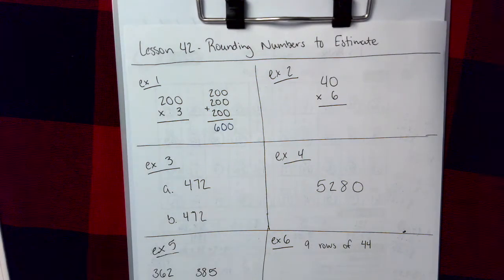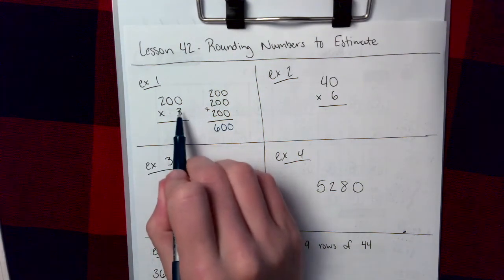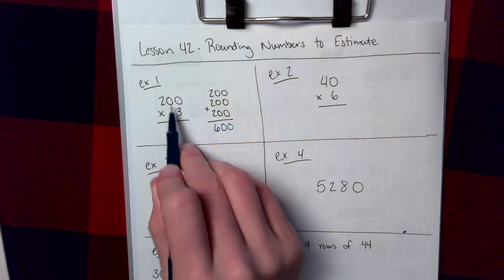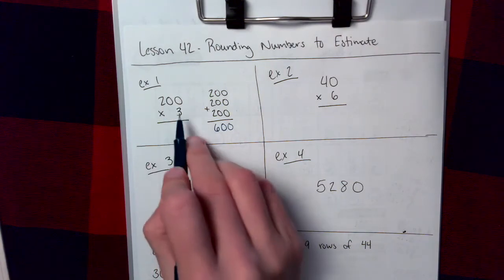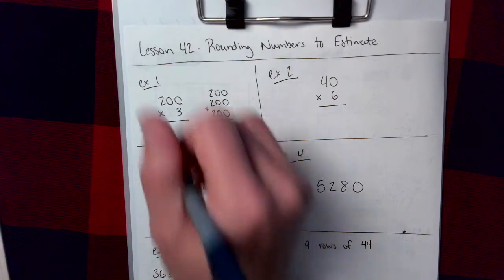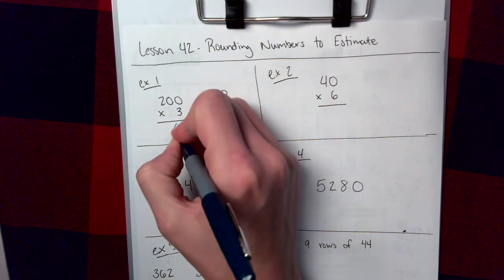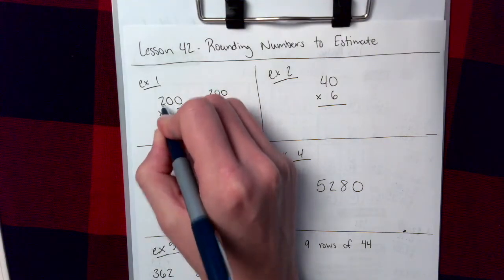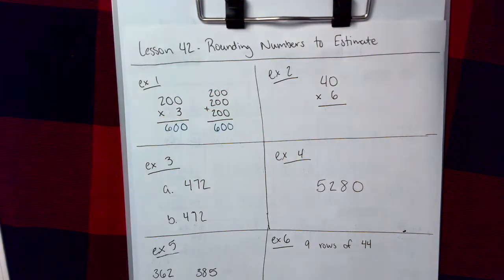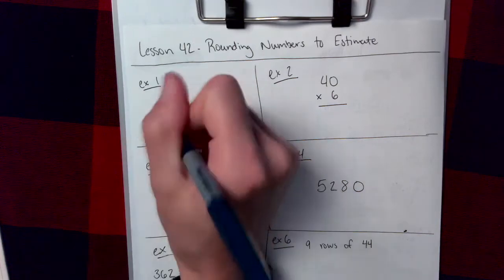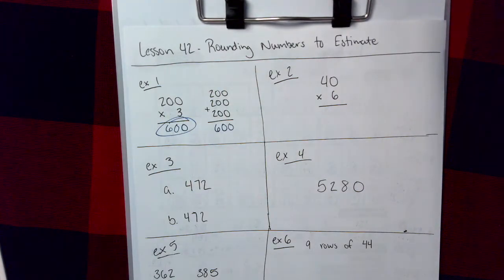Now, when we multiply, what we do is first we're going to do 3 times 0, then 3 times 0, then 3 times 2. Okay? 3 times 0 is 0. 3 times 0 is 0, and 3 times 2 is 6. So we get 600. Either way, we get 600.